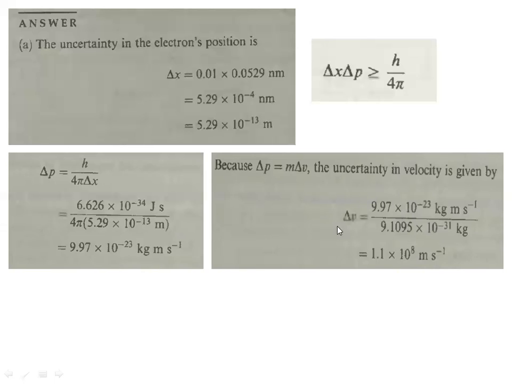Now again, this is what you have calculated over here. You are going to divide delta P by m, and delta P you have calculated, mass of electron is here, and this is 1.1 times 10 to the 8 meter per second. This is the uncertainty in the velocity of the electron. So what do you imagine with this number? By considering this value, what do you say about the uncertainty in the velocity of the electron?